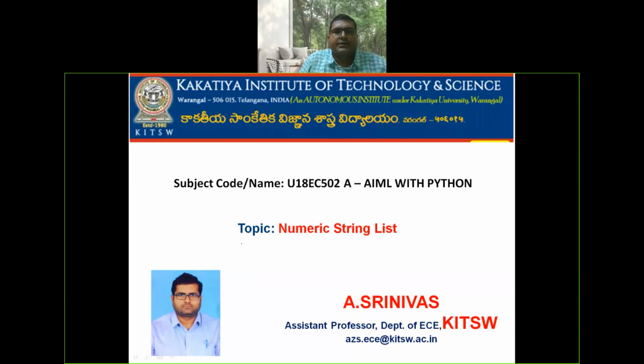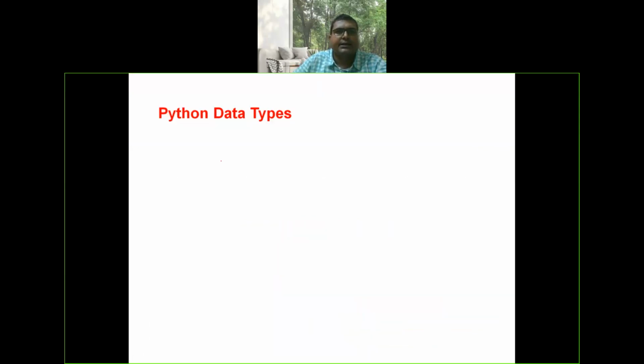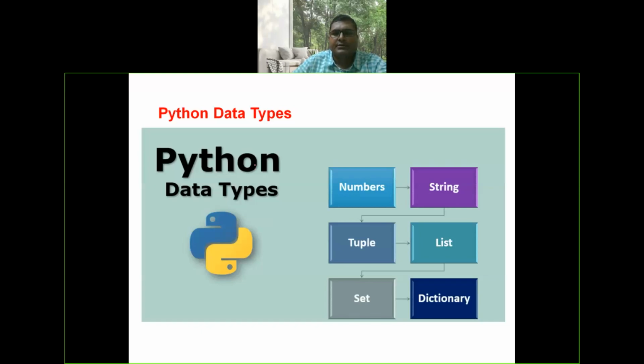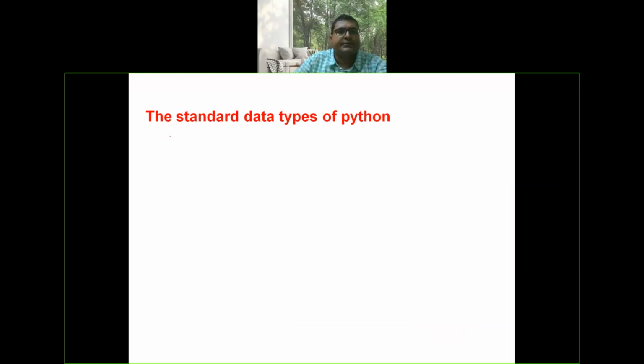Subject code U18EC502A. Topic: Data types in Python, Numeric, String, and List. Data types in Python include numeric or numbers, string, list, dictionary, tuple, and set. Standard data types of Python.